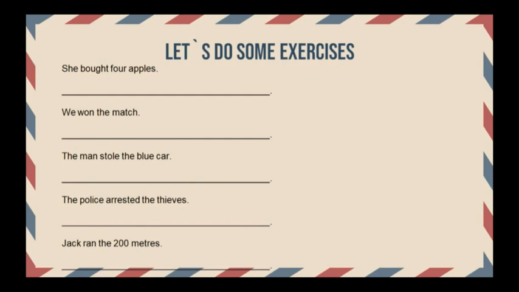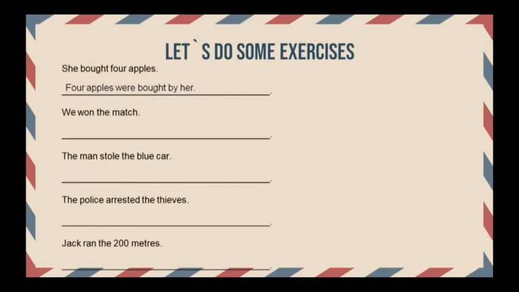Now, let's do some exercises. You have here sentences in past simple. So we will try to put them into passive voice. The first one: she bought 4 apples. Here she is a subject, bought is a verb, 4 apples is an object. So 4 apples has to be the subject in the passive sentence. So 4 apples were bought by her.